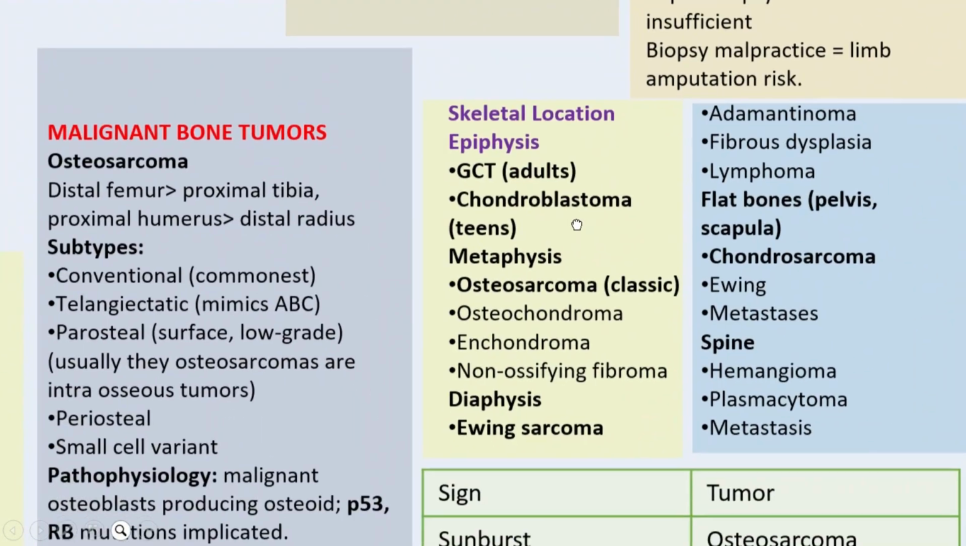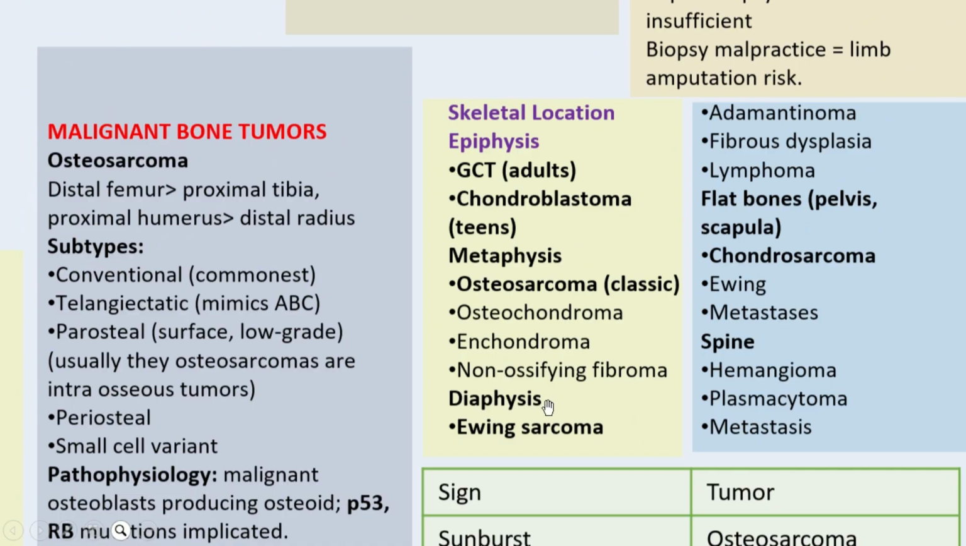Then if the tumor is in the diaphysis, think about Ewing sarcoma, think about lymphoma, think about fibrous dysplasia, as well as an adamantinoma. Then if it's in the flat bones, the pelvis, the scapula, think about a chondrosarcoma. The chondrosarcoma likes the pelvis and the scapula. We've seen that it is in people over 40 years of age. Then also Ewing's likes the flat bones, as well as metastases also like the flat bones.